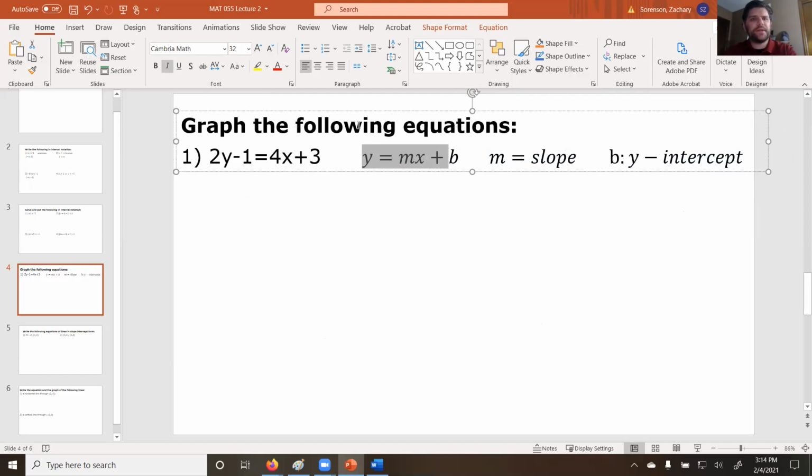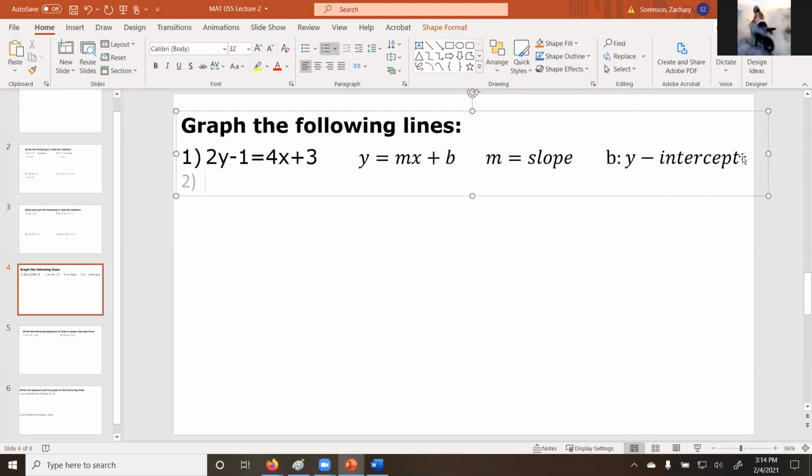So if we are graphing lines, the first goal is to get this y by itself. How do I do that? Add the 1 over to the other side. Mm-hmm. And then what's my next step? Divide by 2. Perfect.